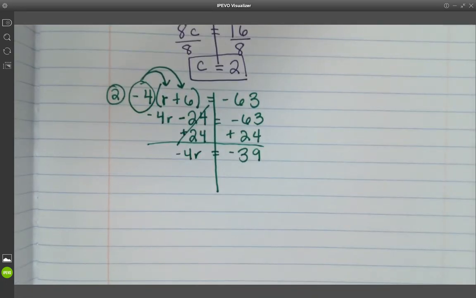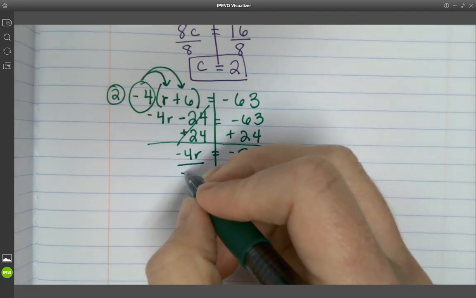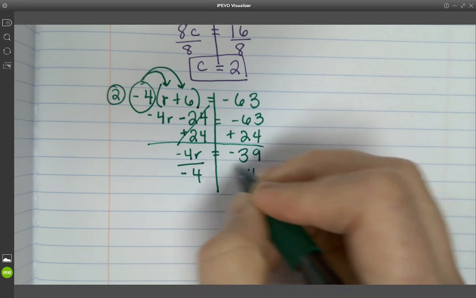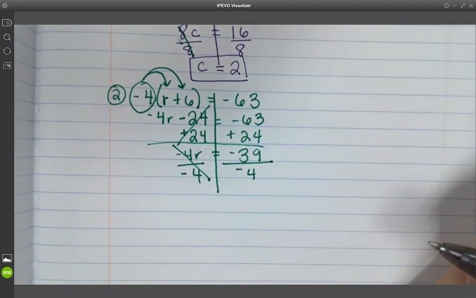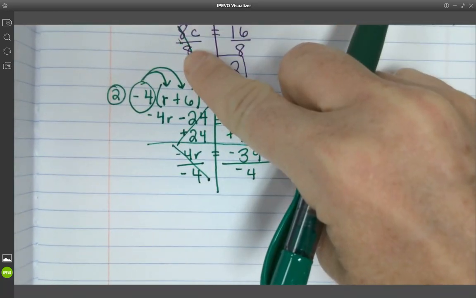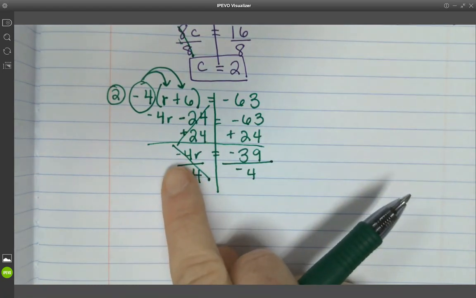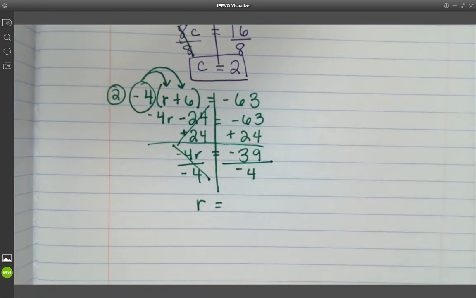And what is our last step to get r all by itself? Divide by negative 4. Oh, I forgot to show canceling that too. So make sure if you do 8 over 8, it becomes 1. So we mark it out. Negative 4 over negative 4, mark it out. And we just have r equals, ooh, that's ugly, right?